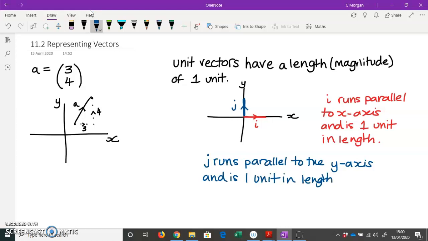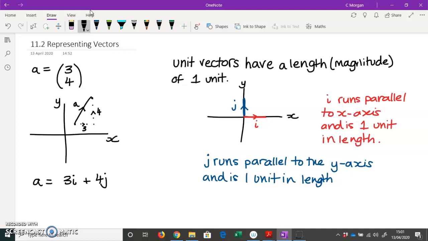Now, because they are both unit vectors, and they are both really important because one is parallel to the x-axis and the other is parallel to the y-axis, we can actually write any 2-dimensional vector in terms of i and j. So, for example, if we look at vector A, which is 3, 4, well, the 3 is running 3 units parallel to the x-axis, so we can say that A is going 3 units to the right, or 3 times little vector i, and it's going up 4 lots of little vector j.